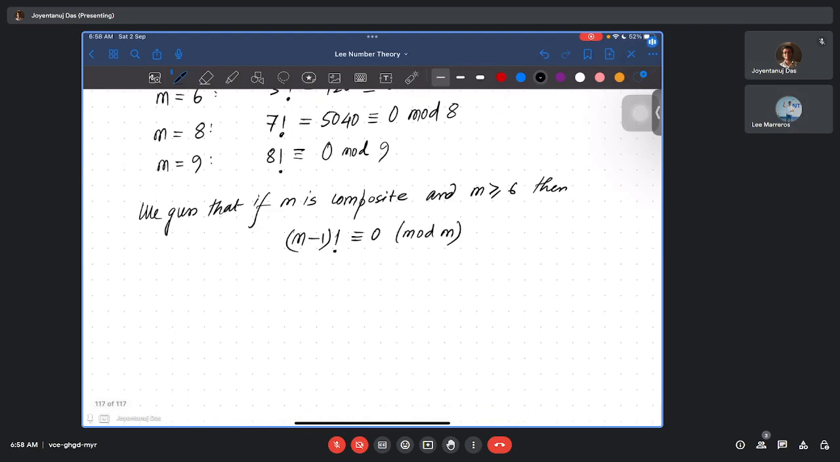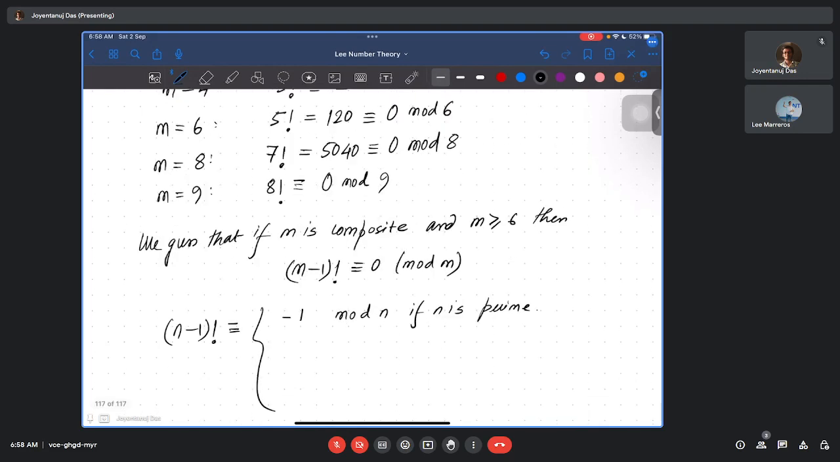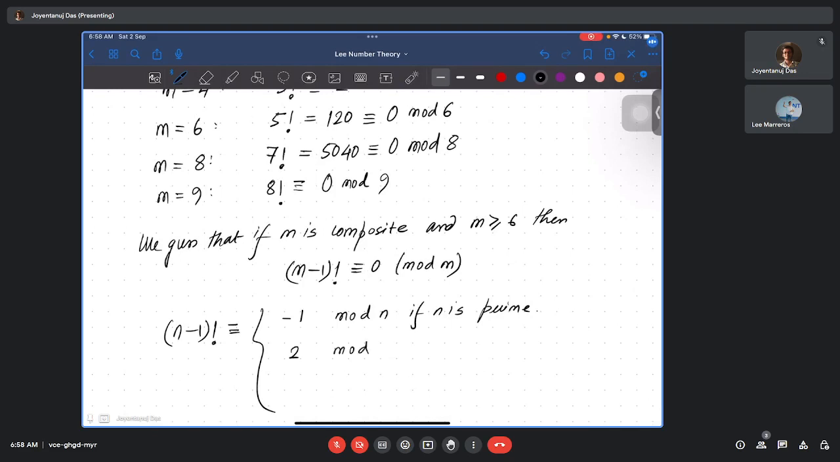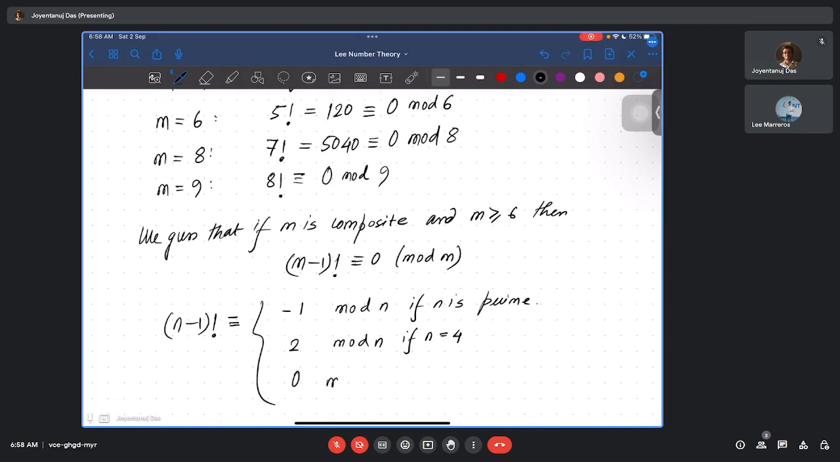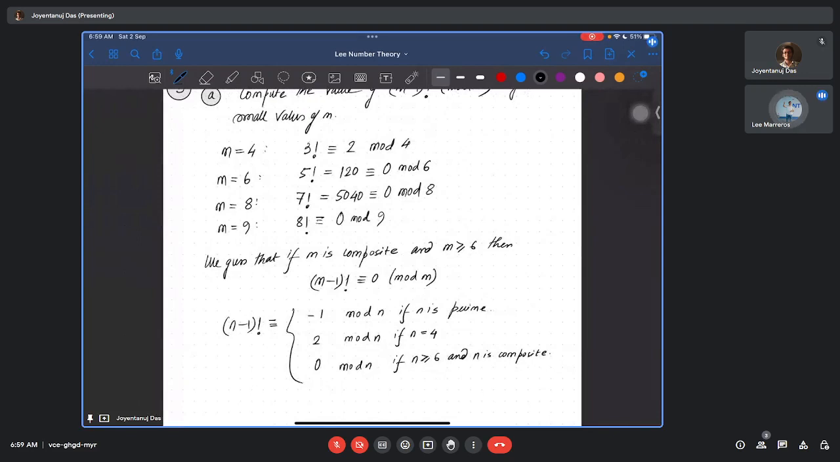Whenever I have n minus 1 factorial, these are the only possible cases. So this is minus 1 modulo n if n is prime, right? Then it is 2 modulo n if n is 4, and it is 0 mod n if n is greater than or equal to 6 and n is composite. So this is the complete characterization of n minus 1 factorial mod n. These are the only 3 possible cases.